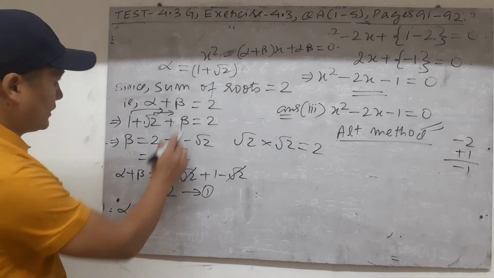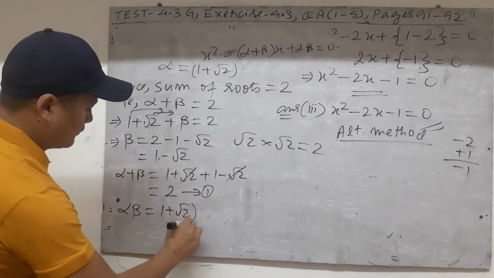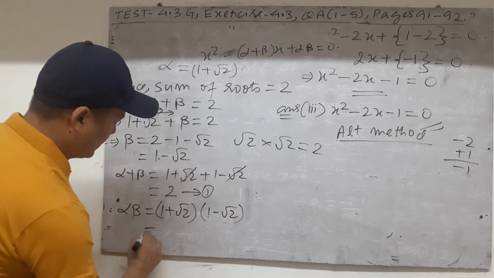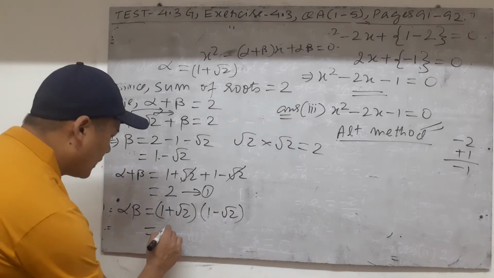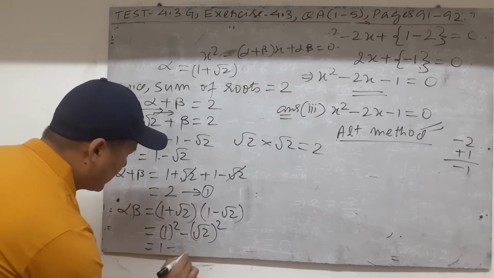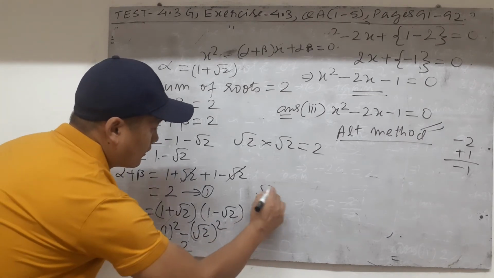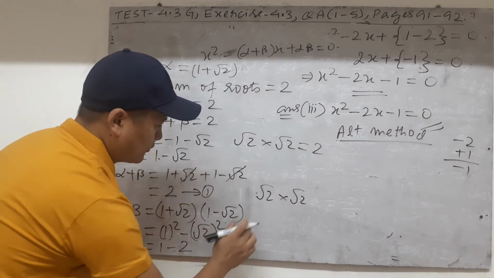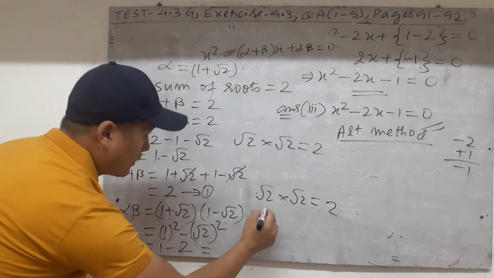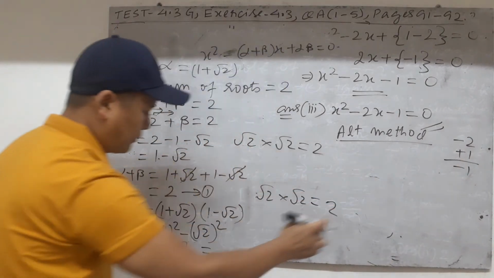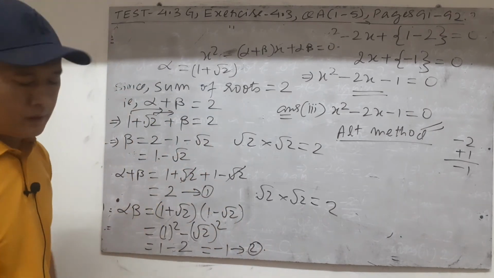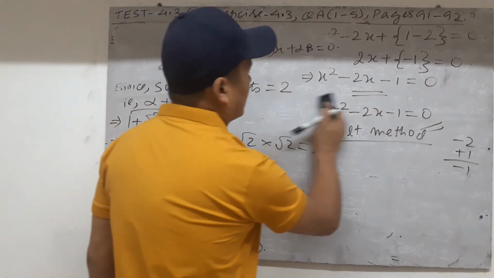Alpha into beta is, alpha is this one, 1 plus root 2, into beta, which is 1 minus root 2. So simply (a plus b) into (a minus b) is a squared minus b squared. So that is 1 squared, which is 1, minus root 2 squared, which is root 2 into root 2. So the root is removed, so 2. So I write here 2, which gives 1 minus 2, which is minus 1. Let's put this one as equation number 2 then. I think this will be easier for you. Then you write there.